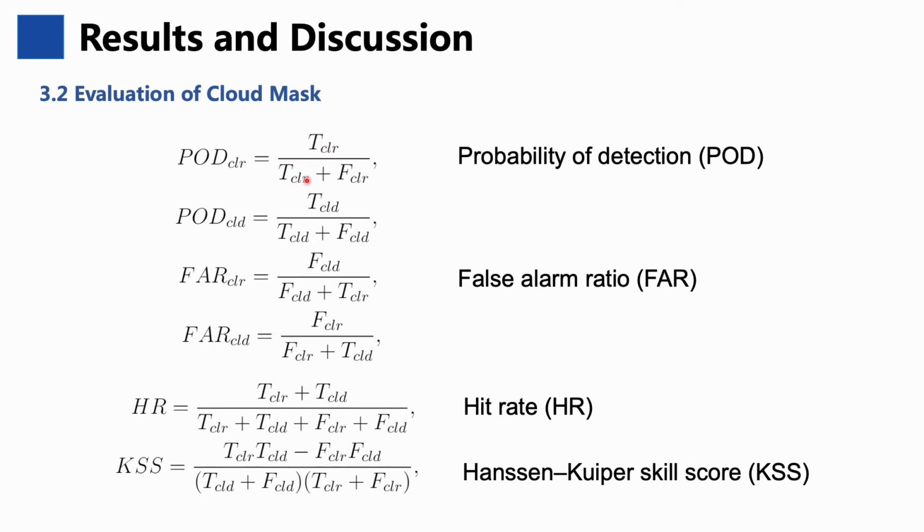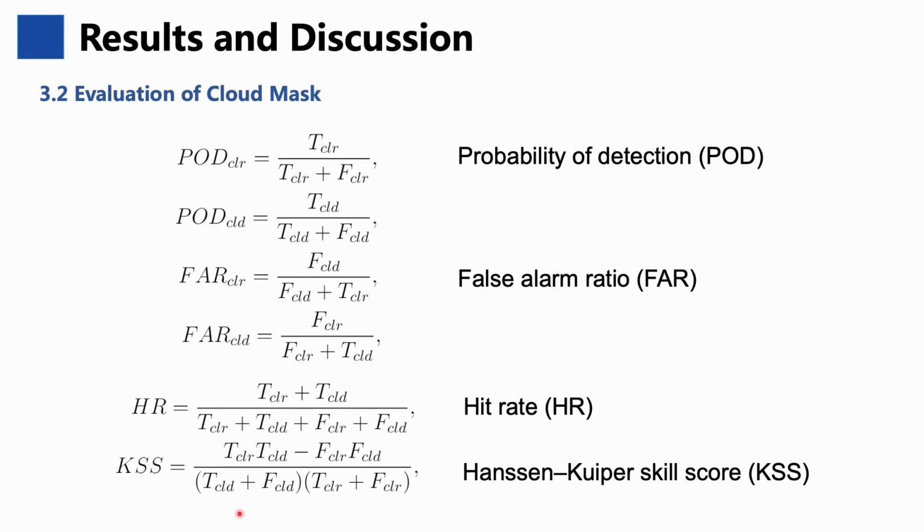TCLR and TCLD are the numbers of the clear and cloud pixels, respectively, which are correctly identified by the DNN models, while FCLR and FCLD are the numbers of the clear and cloudy pixels that are falsely identified by the DNN models. POD, also called recall, reaches its best value as 1 and its worst value as 0, while FAR is supposed to be a low value close to 0.